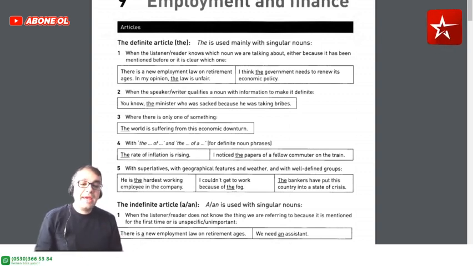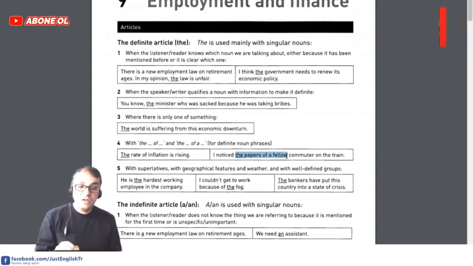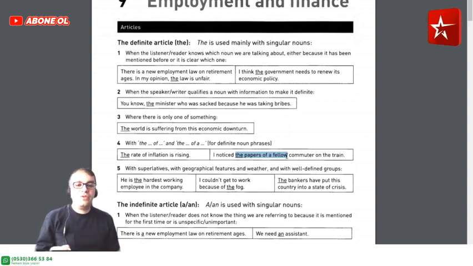So the rate of, you see here, the rate of. Or, I noticed the papers of a fellow. So here we have to define where we have to use a and where we don't have to use a. The first one is when there is something general. Let me put it this way. When there is something general.